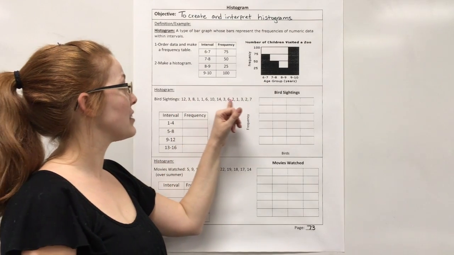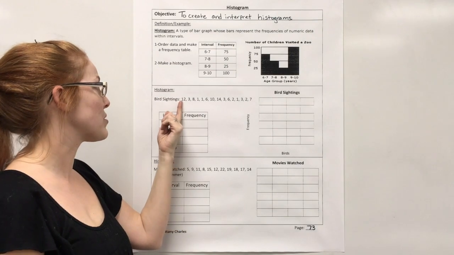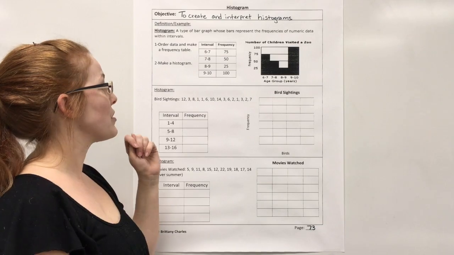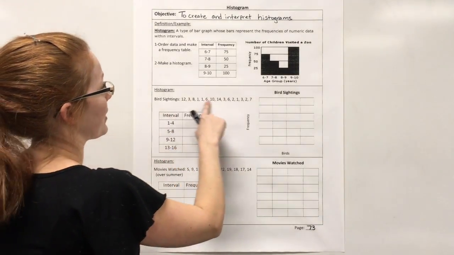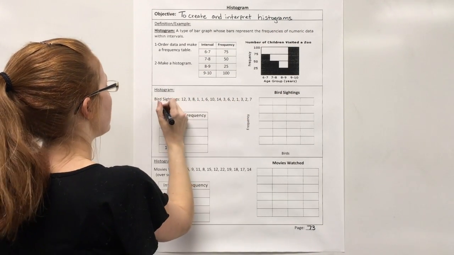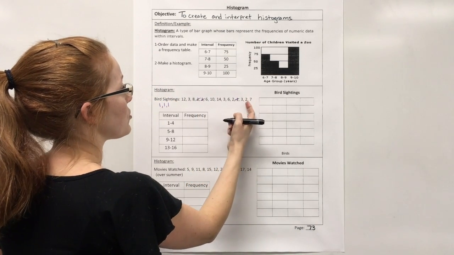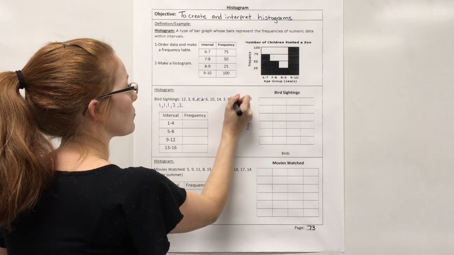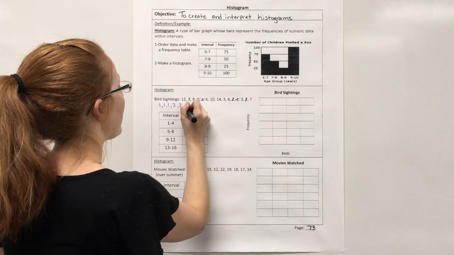First, I have a list of numbers, and these are the bird sightings. So somebody saw 12 birds, 3 birds, 8 birds, etc. So first thing I want to do is order the data. So let's see. We have 1 would be first. So we have 1, 2, 3. And then we have 2, just 2 of them. Okay, next we have 3s.